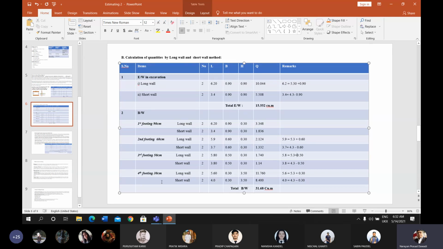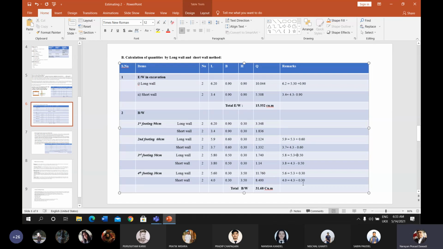For the fourth footing, which is 30 centimeter, that is shown in the plan, because the width of the wall is 30 centimeter there. So the length of the long wall will be the center to center distance of the longer side plus the expected width of 30 centimeter. 5.3 plus 0.3 you will get the value of 5.6 meter. The height of this wall is 3.5 meter. Number of long walls is 2, that's why the quantity will be 11.76 meter cube.